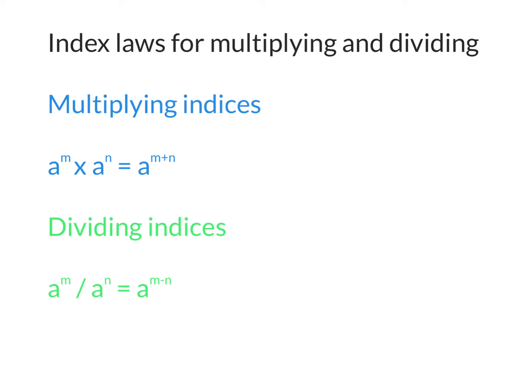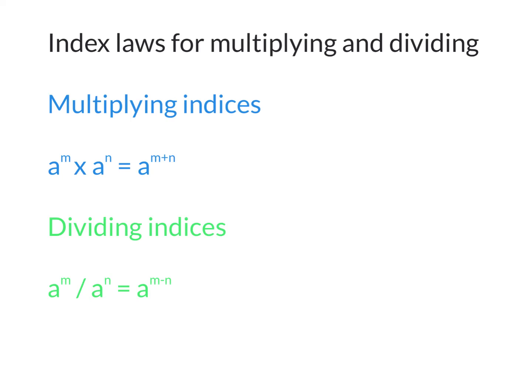So here's our first set of rules: multiplying and dividing index laws. When we multiply indices, we add their powers. And when we divide indices, we subtract their powers.